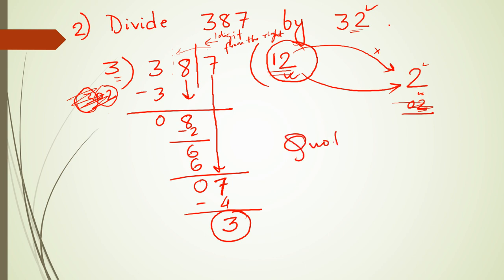So here the quotient is 12, remainder is 3. I hope this is clear to you guys. We will start another example.